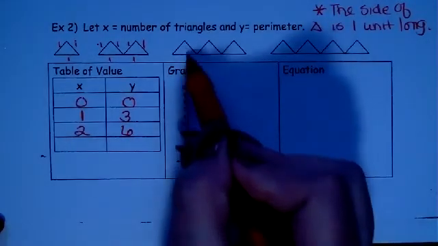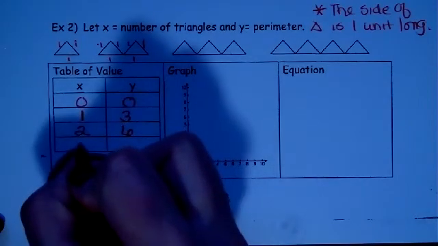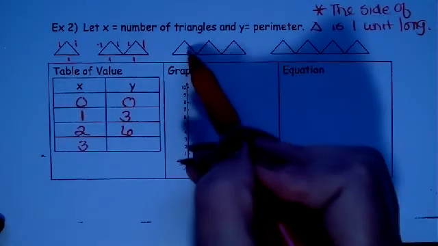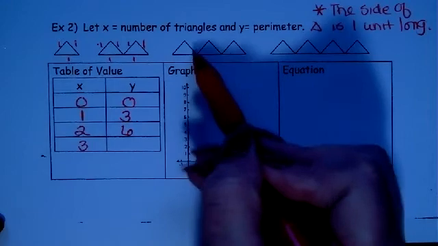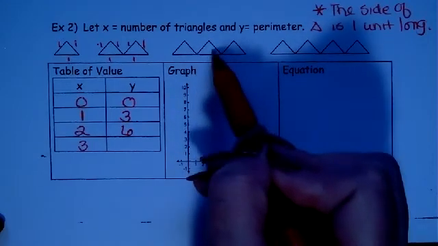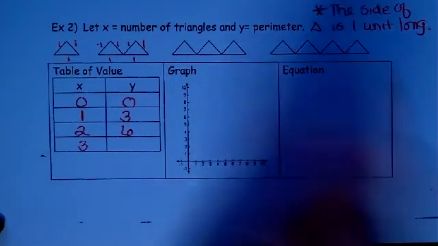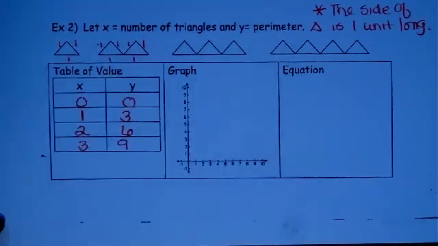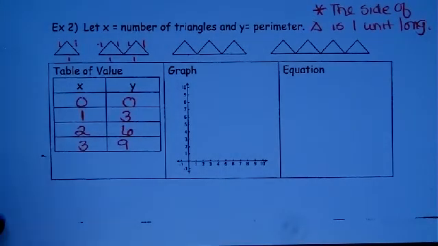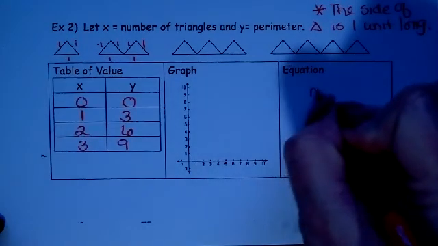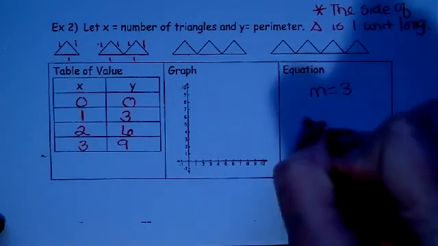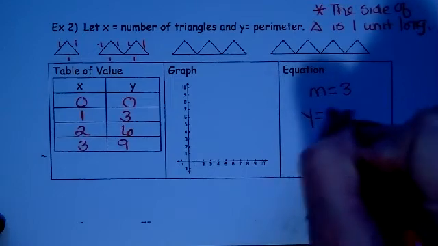I have how many triangles here? 3. What's my perimeter? Well, each triangle has a perimeter of 3. So there's 3, 6, 9. Okay. What is the equation for this? Oh, that's easy too. M is going to be what? 3. So y equals 3x.